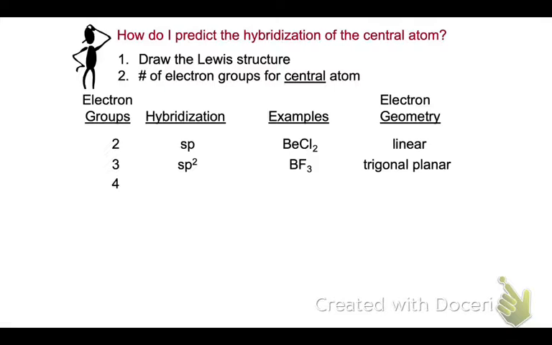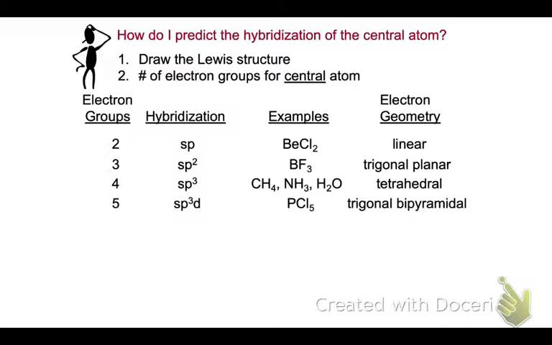If I have 4 electron groups, then the hybridization will be sp3. An example will be methane, ammonia, and water. And the electron geometry for this case will be tetrahedral. If I have 5 electron groups, then the hybridization will be sp3d, because I'm mixing 1 S with 3 P's and 1 D to give me 5 hybridized orbitals. And that will be something like phosphorus pentachloride. The electron geometry will be trigonal bipyramidal.